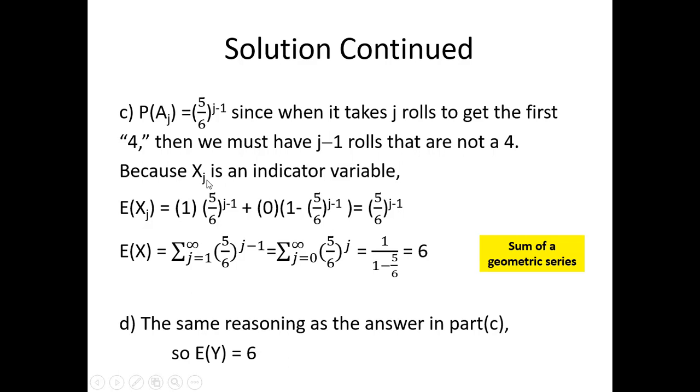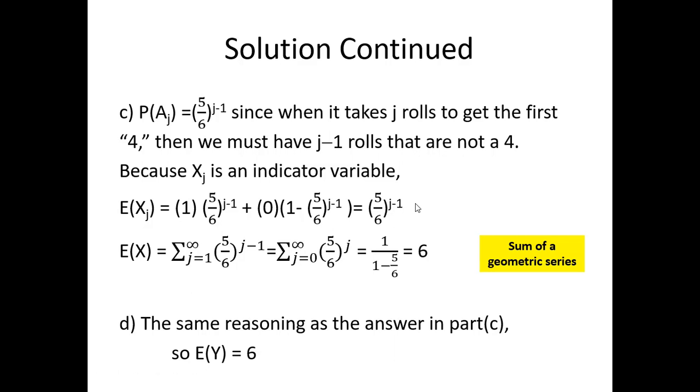Now, once again, like with the butterfly problem, because Xj is an indicator variable, E of Xj is going to be 1 times the probability of Aj, which is (5/6) to the j minus 1, plus 0 times the complement, and we really don't care what this is. I said it was just 1 minus this, but we're not going to spend any more energy on this. So we get (5/6) to the j minus 1. All right, we're almost there.